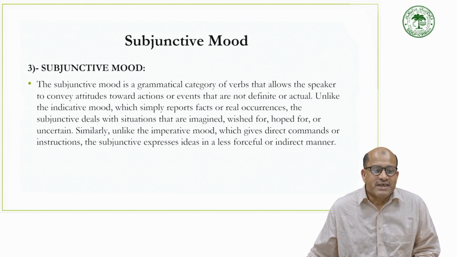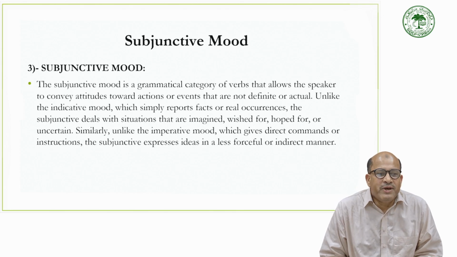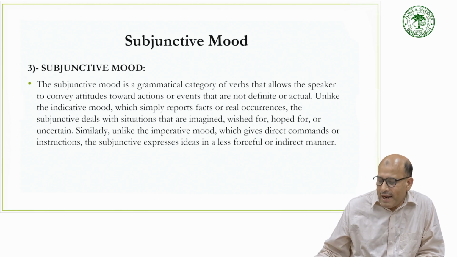So, the subjunctive mood, finally, is a grammatical category that allows the speaker to convey attitudes towards actions or events that are not definite or actual. Unlike the indicative mood, which simply reports facts or real occurrences, the subjunctive deals with situations that are imagined, wished for, hoped for, or uncertain. Similarly, unlike the imperative mood, which gives direct commands or instructions, the subjunctive expresses ideas in a less forceful or indirect manner.